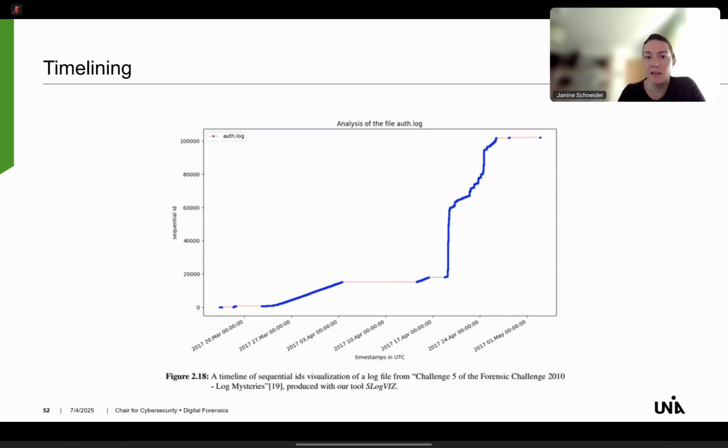This is another example visualization where we can see the auflog file. Here you can see this is in sequential ID, and these are timestamps. And here you can see that this is linearly growing. It seems to be fine, looks very good.